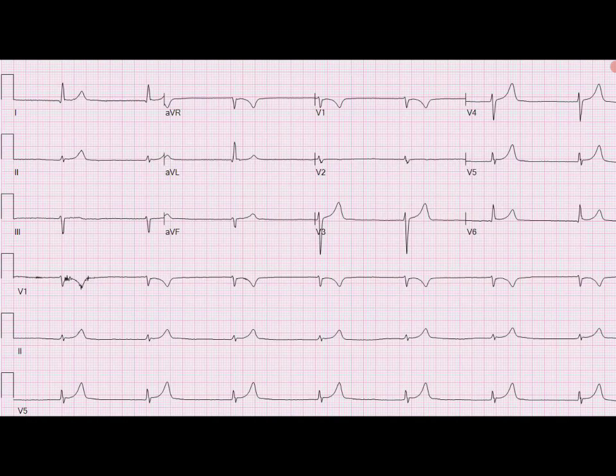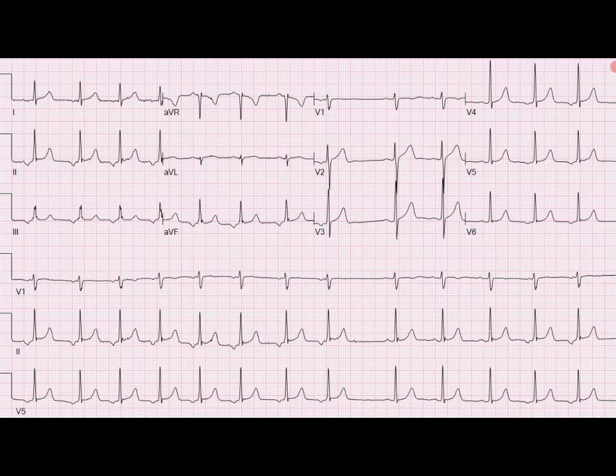Now let's take a look at one more example. Again, we'll start by looking at the rate. The QRS complexes are just over 3 big boxes apart, so this is slightly less than 100 beats per minute. There is some irregularity to it, but those moments appear to be isolated to just a few beats.